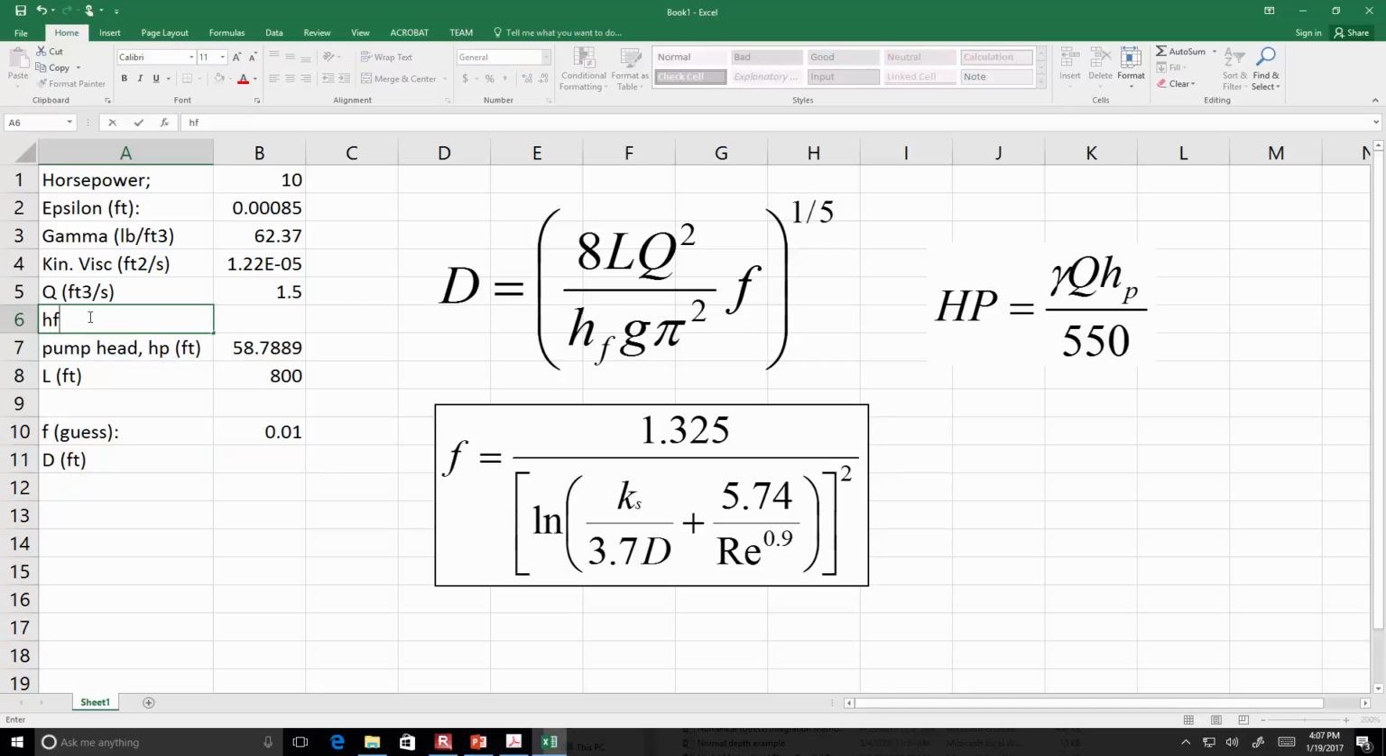All right, so back here to an h sub f term in terms of feet. It would be the pump head minus the elevation difference of 35 feet. All right. Eight times the length times the flow rate squared divided by h sub f divided by g, so 32.2 for traditional units, divided by pi squared.